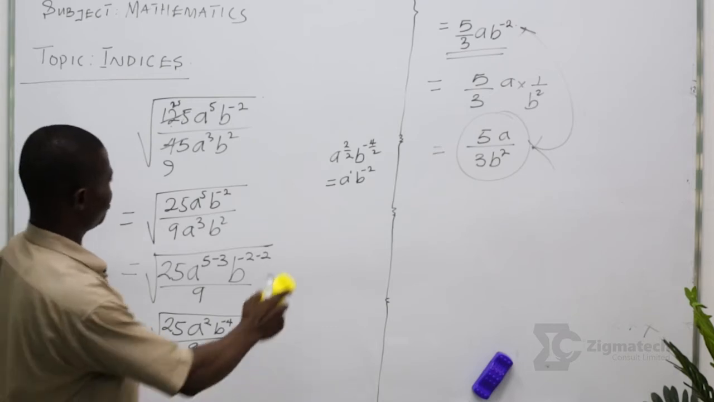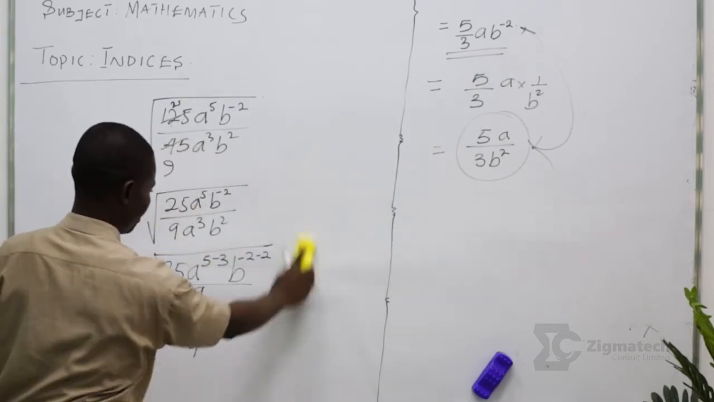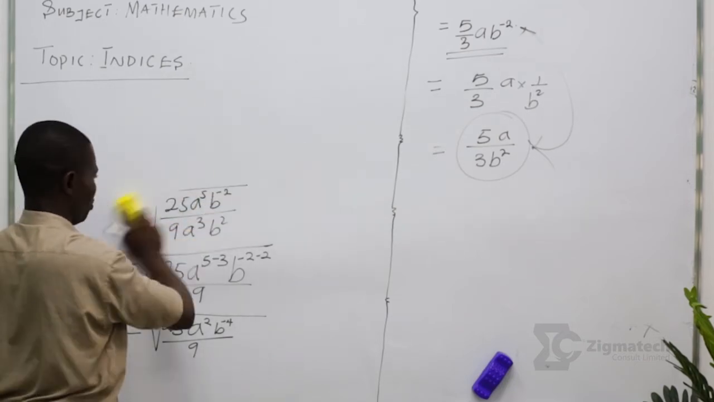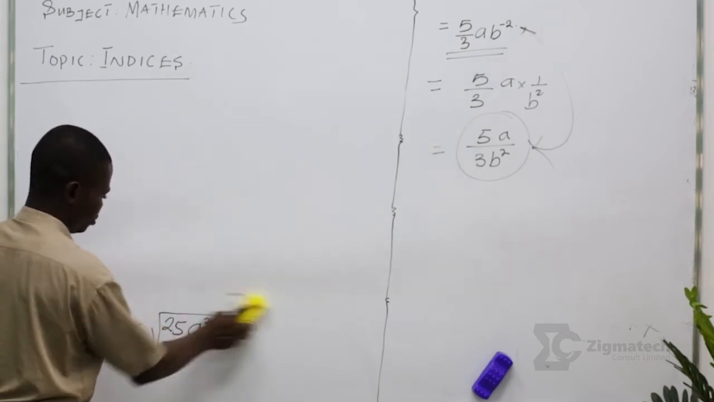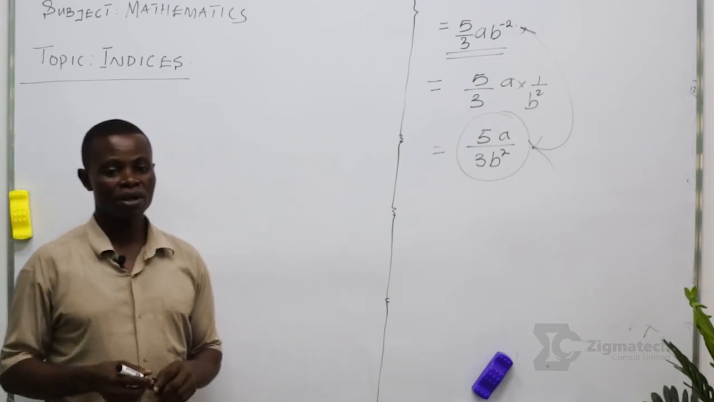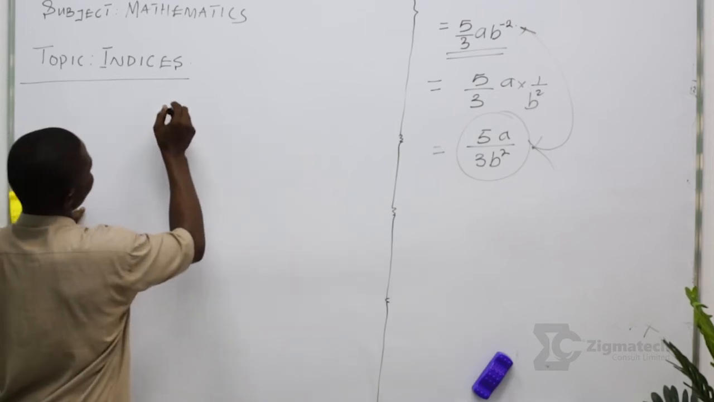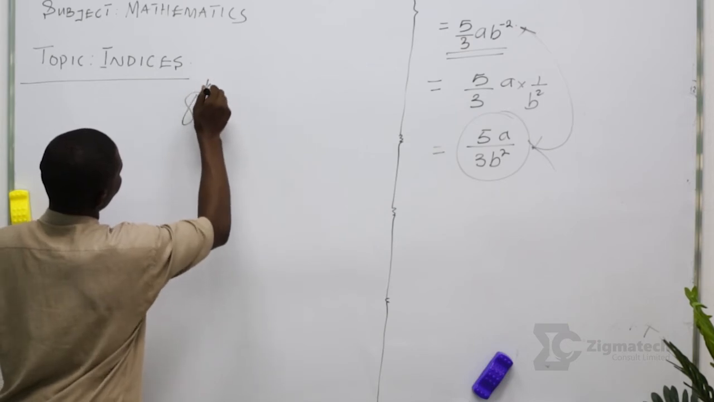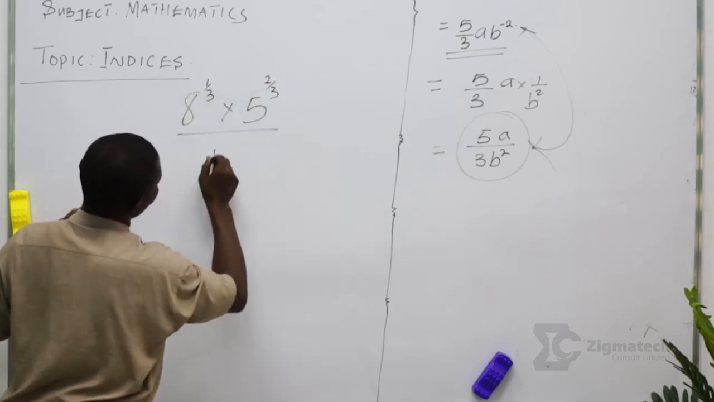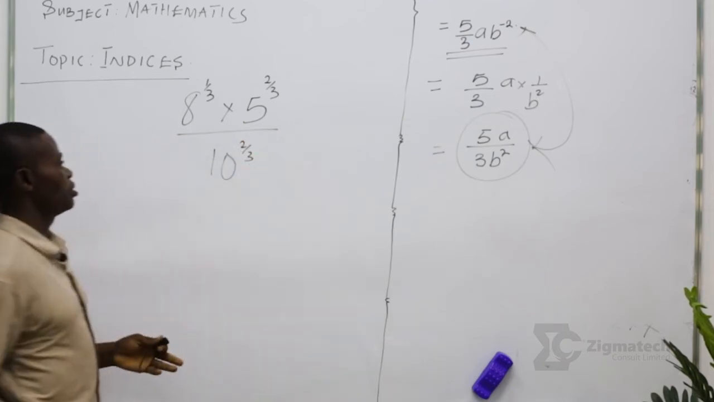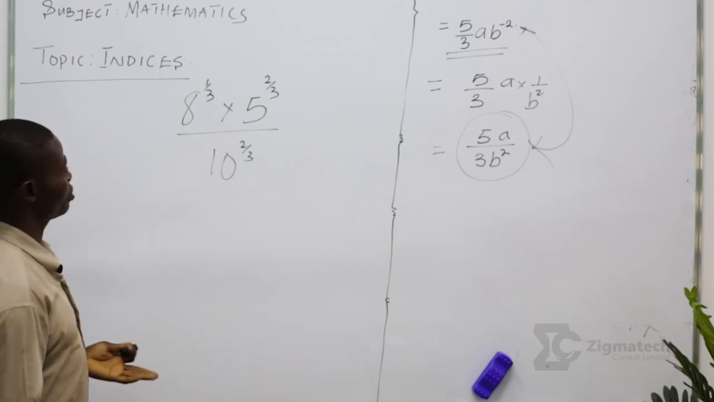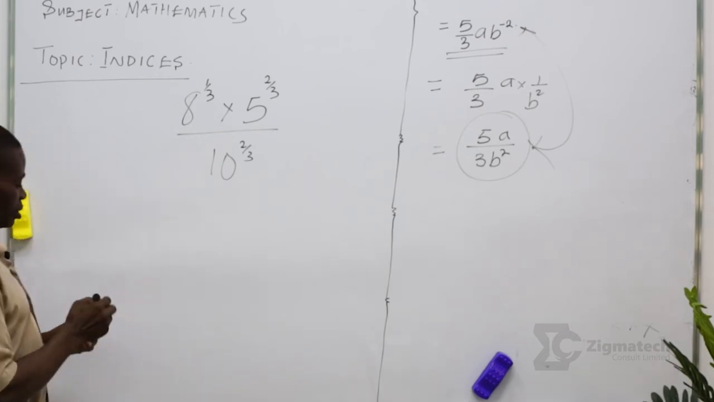Okay. For part 4 of this, or number 4 of this part, you have seen how we are able to break down the one-way square root. Let's look at the next pattern. Indices with different numbers: 8 raised to the power 1 over 3, multiplied by 5 raised to the power 2 over 3, all over 10 raised to the power 2 over 3. One will be wondering, what business has 8 and 5 against 10? The truth is that there is a way you handle it.